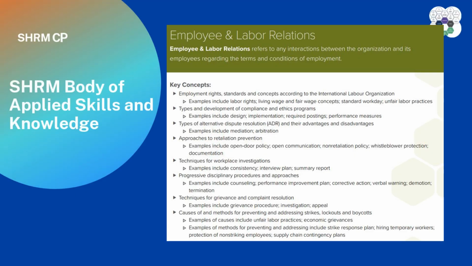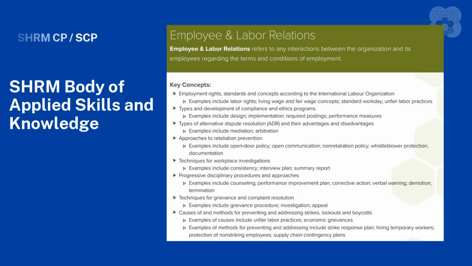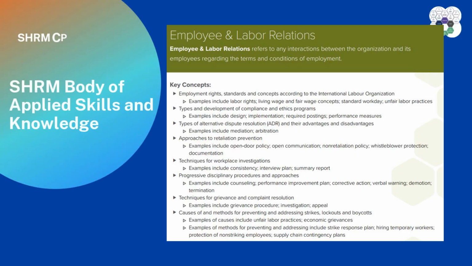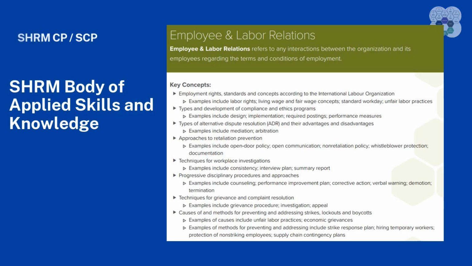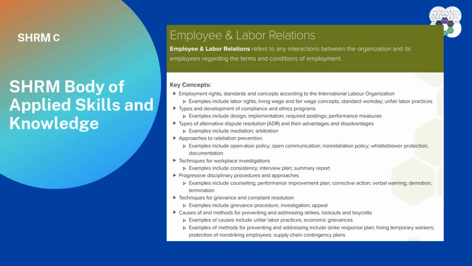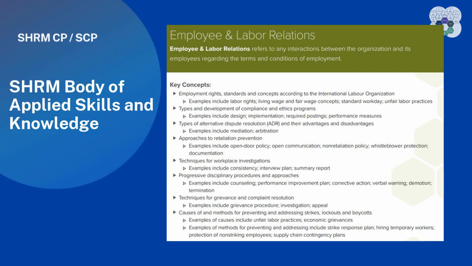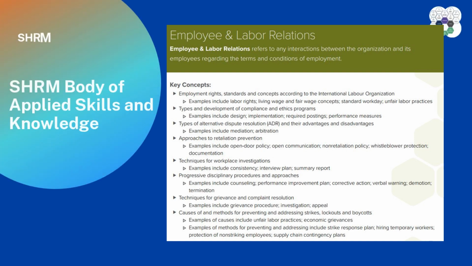Causes of and methods for preventing and addressing strikes, lockouts, and boycotts. Examples of causes include unfair labor practices, economic grievances. Examples of methods for preventing and addressing include strike response plan, hiring temporary workers, protection of non-striking employees, supply chain contingency plans. Proficiency indicators for all HR professionals.